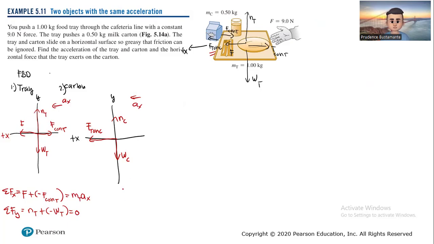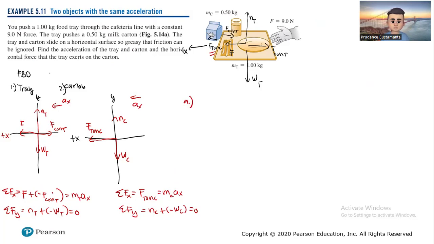So for the carton, the summation of all the forces along X: we have the force of the tray on C equal to the mass of the carton times the acceleration. Along Y, the normal force on C plus the negative weight of C is equal to 0. Okay, the problem asks us to find the acceleration of the tray and the carton, and the horizontal force that the tray exerts on the carton. Let's start with letter A and find the acceleration first.